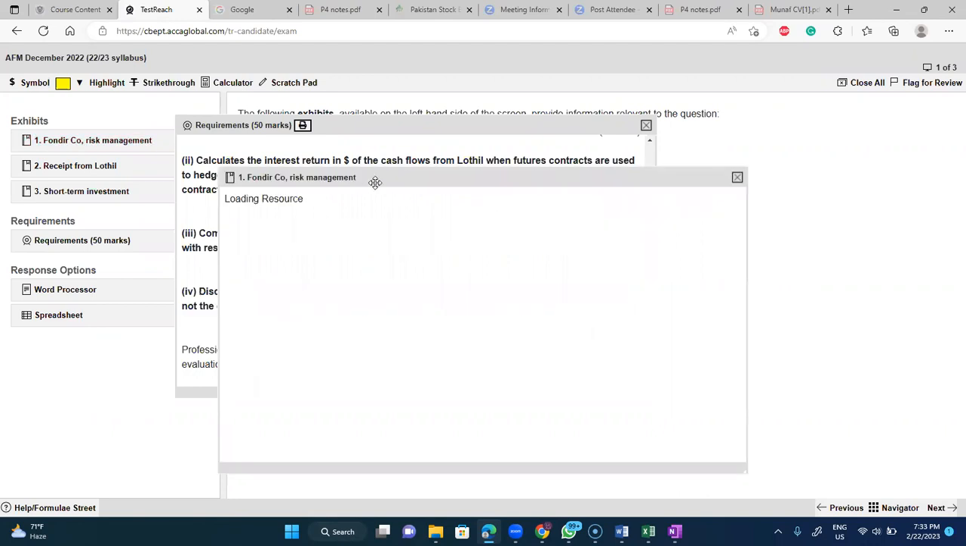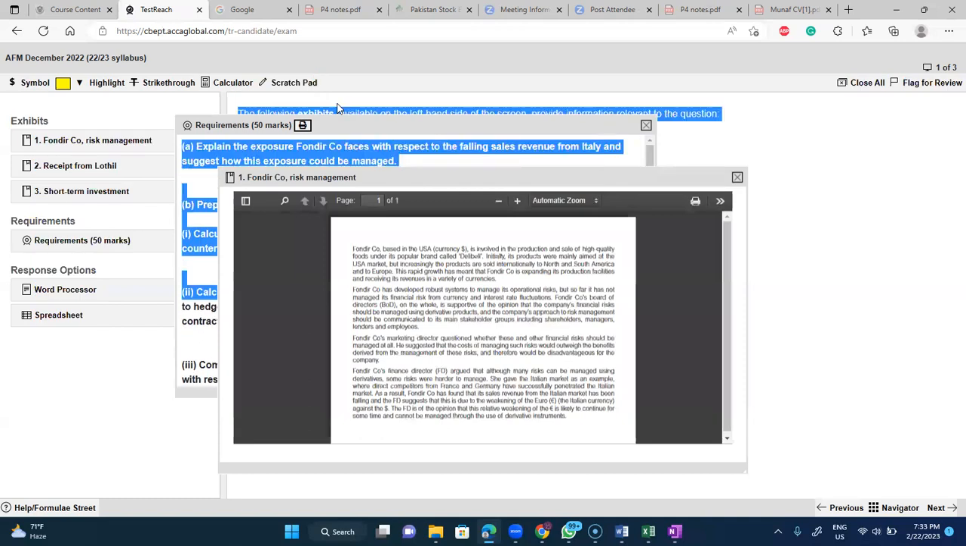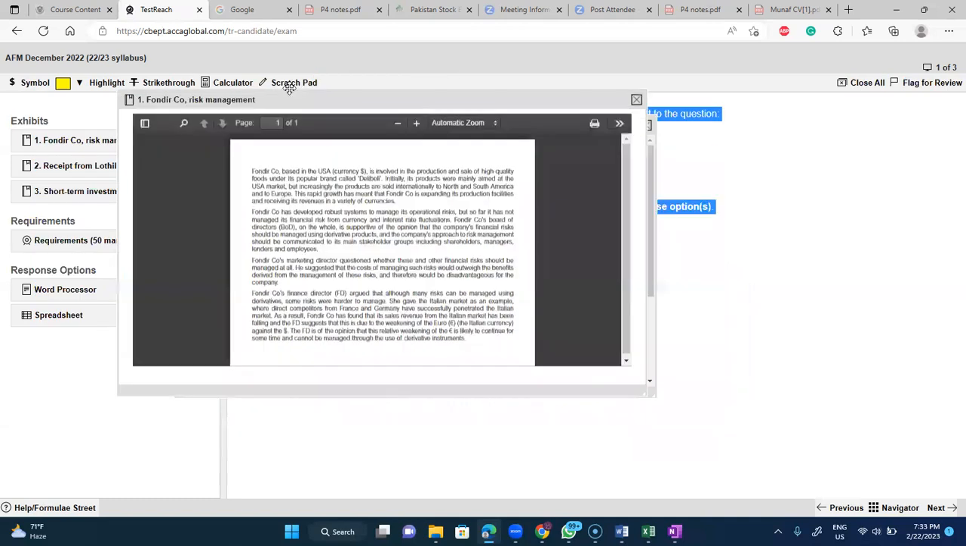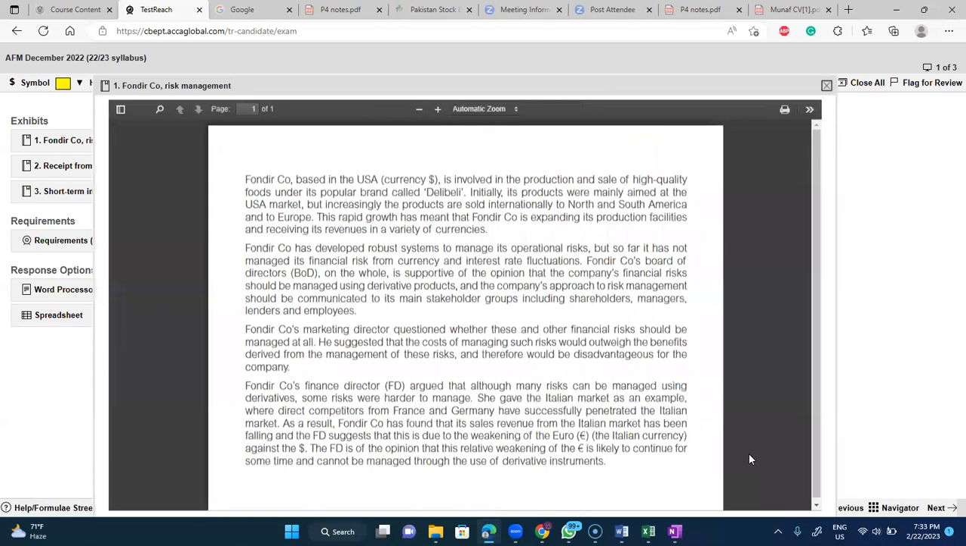Okay, let's read the text of the question. Fondir company, based in the US, currency is the dollar, is involved in the production and sale of high quality foods under its popular brand called Daily Belly. Initially, its products were mainly aimed at the USA market, but increasingly, the products are sold internationally to North and South America and to Europe.